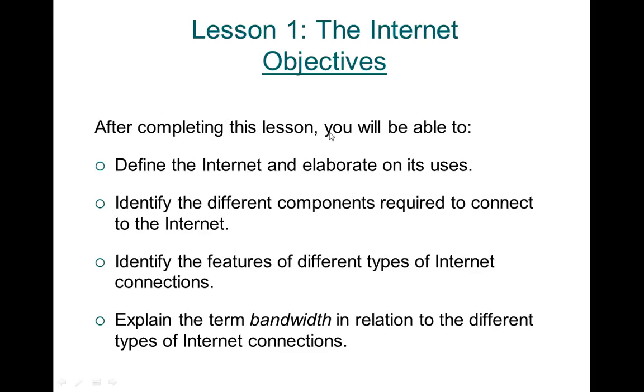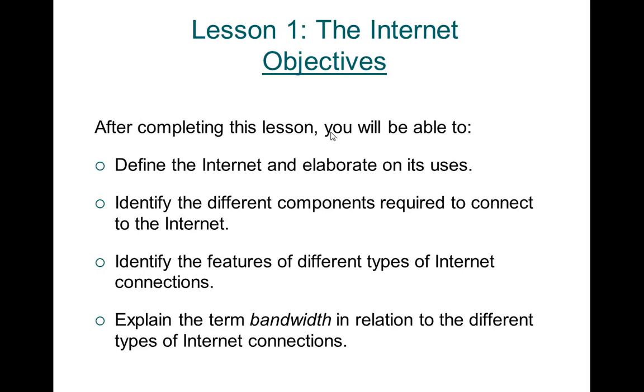This says after completing this lesson, you will be able to define the internet and elaborate its uses. Meaning you can define what the internet is, and how to elaborate and how to use the internet. Then we can identify the different components that are required to connect to the internet. There are multiple components required to connect to the internet. So after learning this lesson, you will be identifying how to use the different components that are required to connect to the internet.